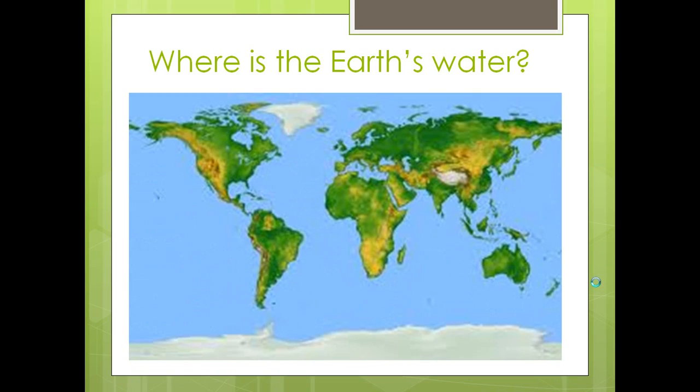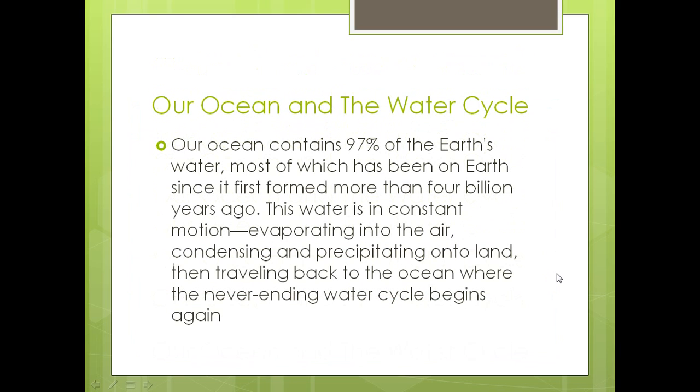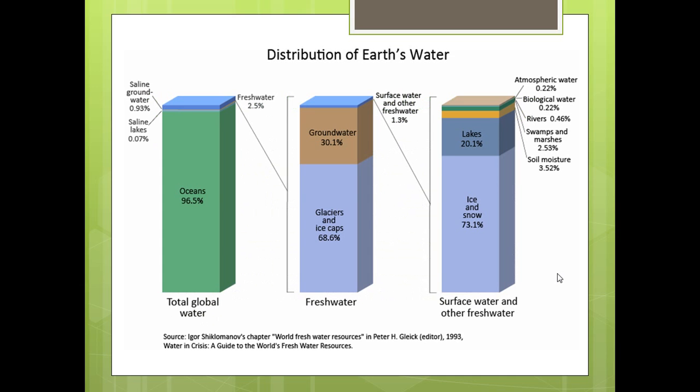Most of the Earth's water makes up the ocean, this light blue area in the map. The ocean contains 97% of the Earth's water. Most of it's been on Earth since it first formed more than 4 billion years ago. And this water is in constant motion, evaporating into the air, condensing, and precipitating onto land, then traveling back to the ocean, where the never-ending water cycle begins again.